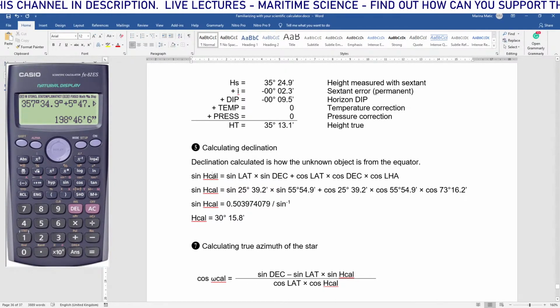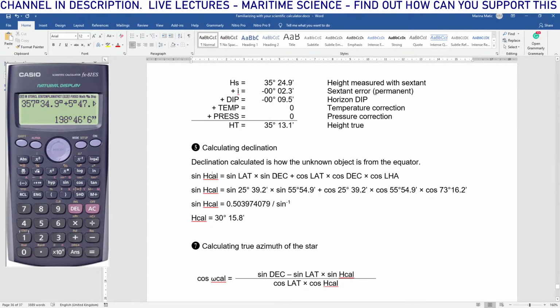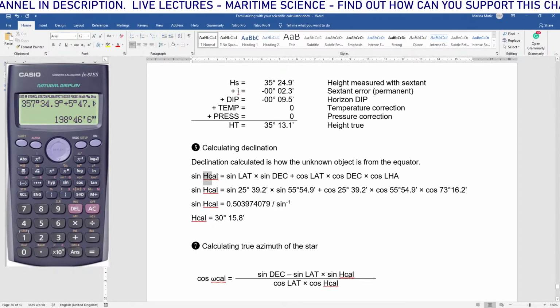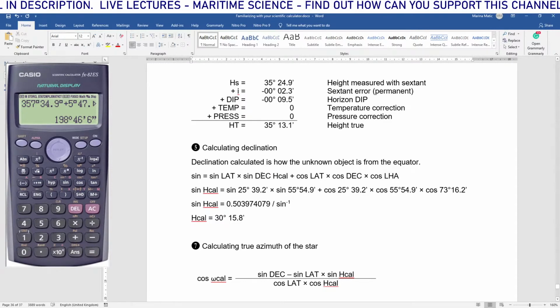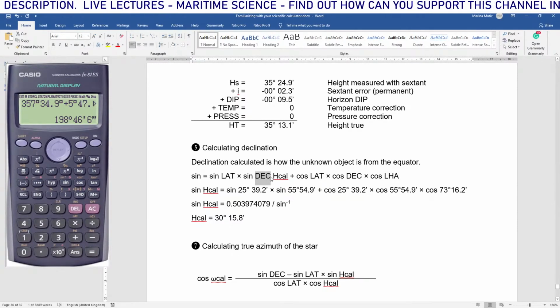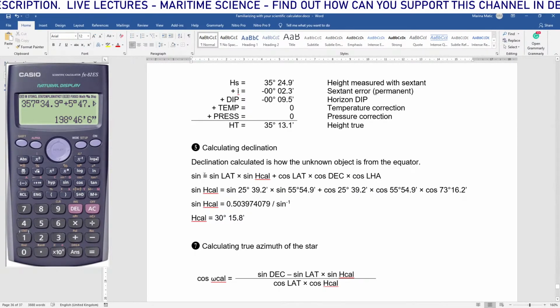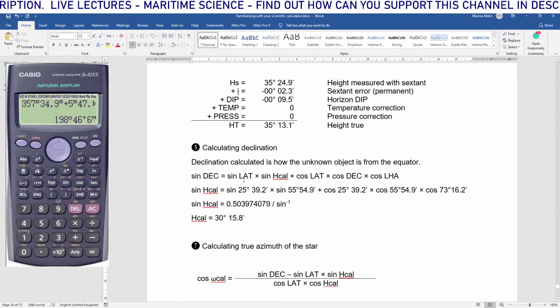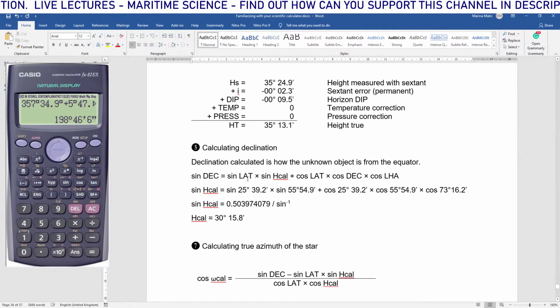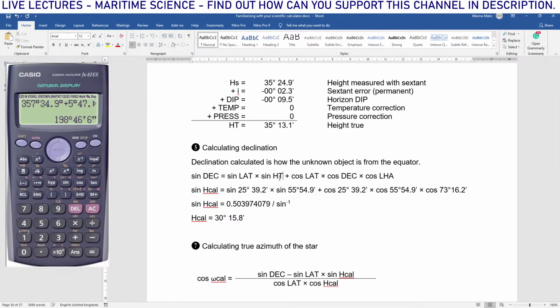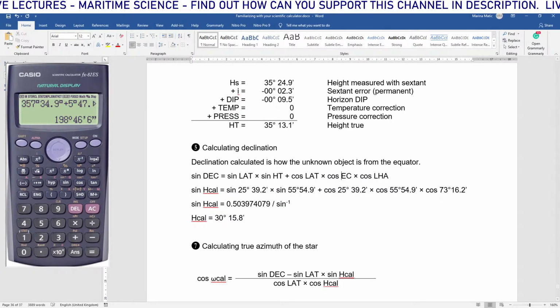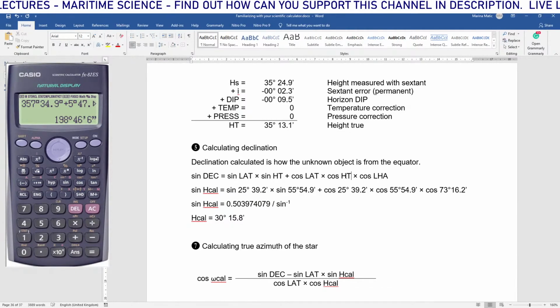So height is a side, latitude is a side, declination is a side. If we do not know this side and we know this one, they just change places. So in our case, declination is the side that we are looking for. That means it's sine of latitude times height, and we do not have height calculated, we actually have height true. So those two just change places.